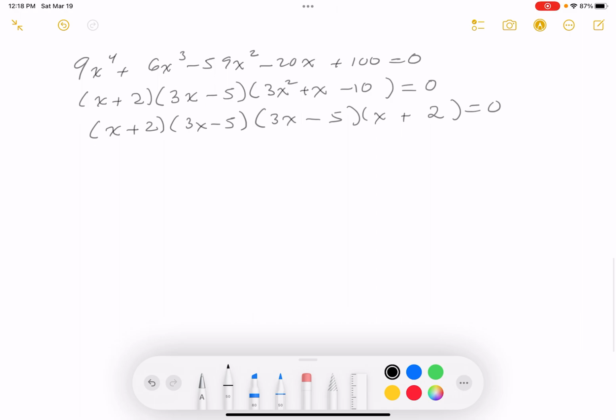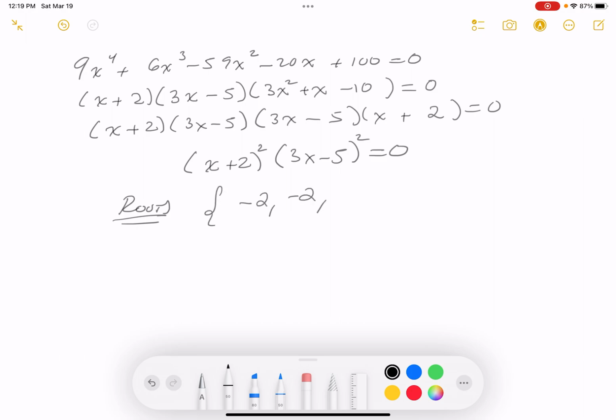Now, what's nice about this is you really have 2 factors of x plus 2, and you have 2 factors of 3x minus 5. Now, there's going to be 4 roots to this problem, and I'll write them down for you. The roots are going to be minus 2, which occurs twice. And what's the other root going to be? 5/3.